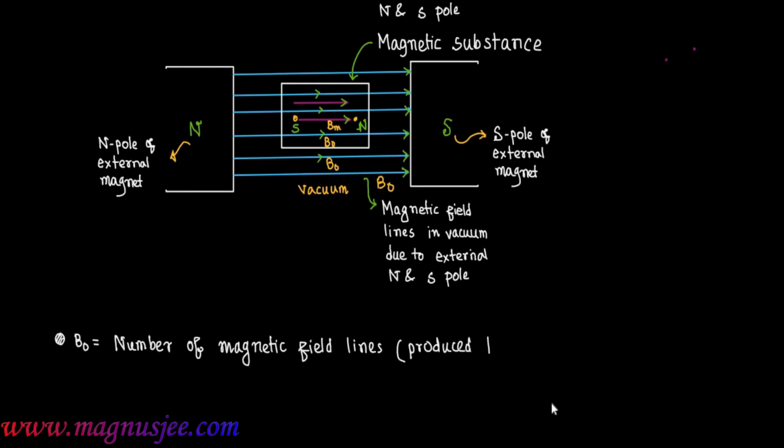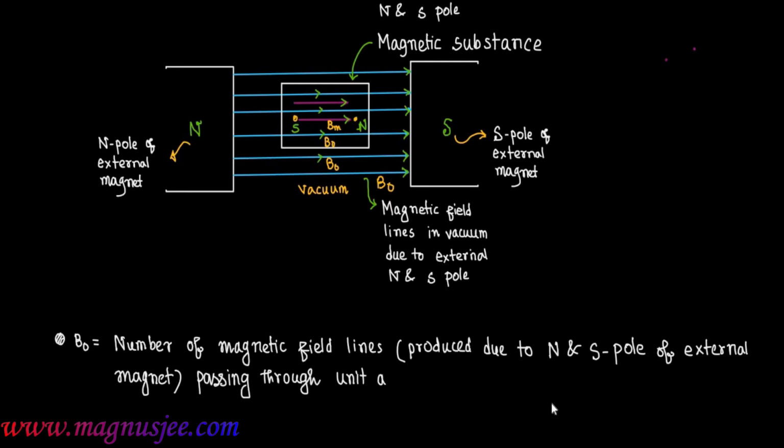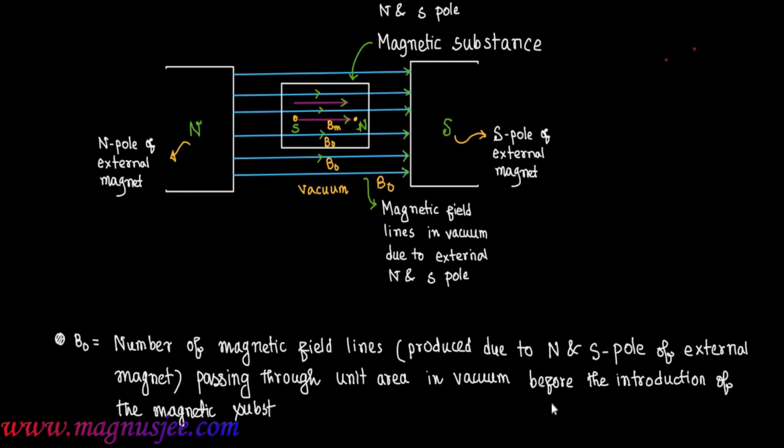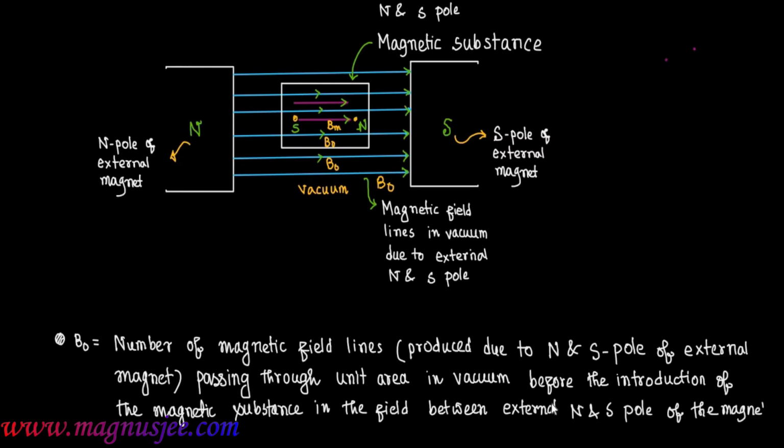We can repeat what B0 is. B0 equals the number of magnetic field lines produced due to the N and S pole of the external magnet in vacuum, passing through unit area in vacuum before the introduction of the magnetic substance in the space between the N and S pole of the external magnet.